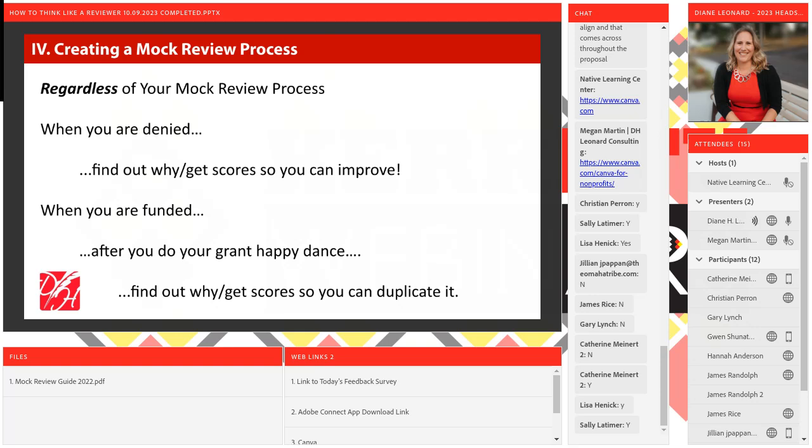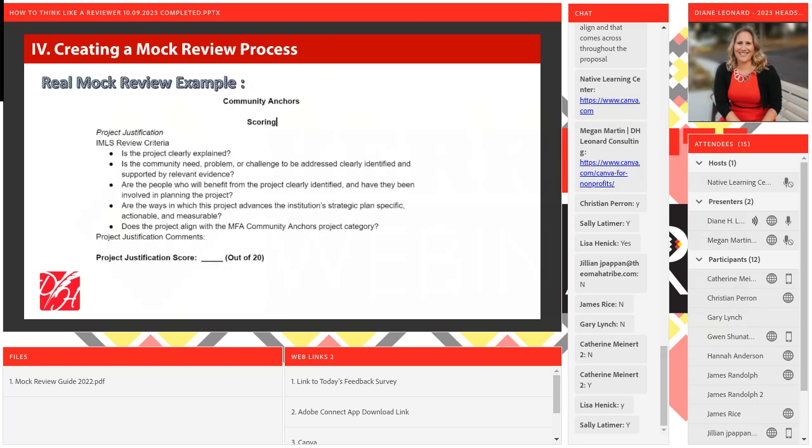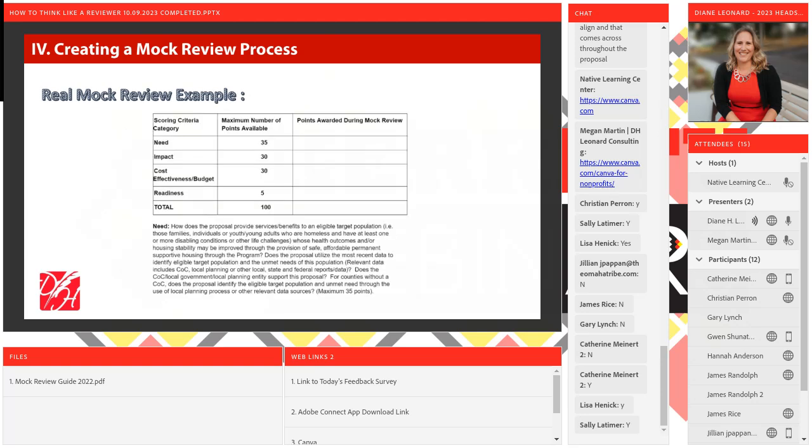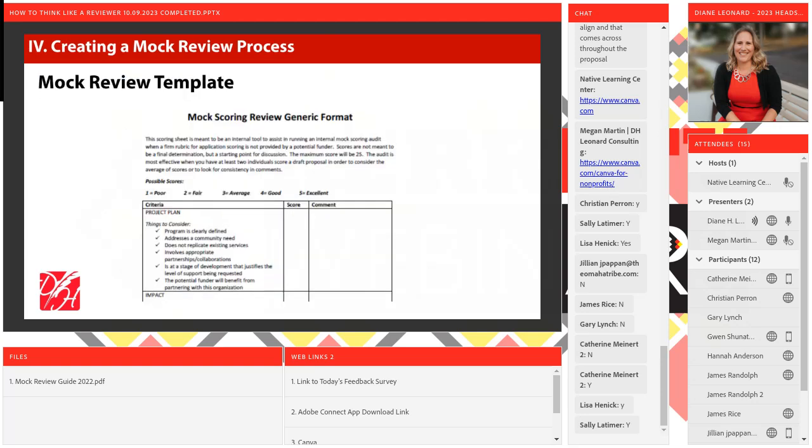If you use the mock review process and you get funded, after you are done celebrating, please ask for your feedback. Get your scores so you can validate, wow, that mock review was really accurate. I wonder how we can duplicate that in the future. So what will mock review actually look like? The answer is it will look very different for each and every application. I have just shown you some examples as I clicked through, and they were each a different structure.